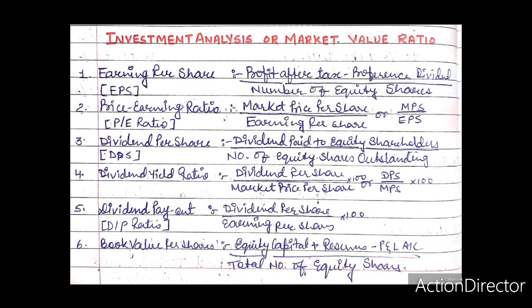Thus, DPS ratio represents the dividend paid to the shareholders on per share basis. The DPS ratio is calculated by dividing the dividend paid to equity shareholders by the number of equity shares issued. Expressed as formula, this ratio is dividend paid to equity shareholders divided by number of equity shares outstanding.